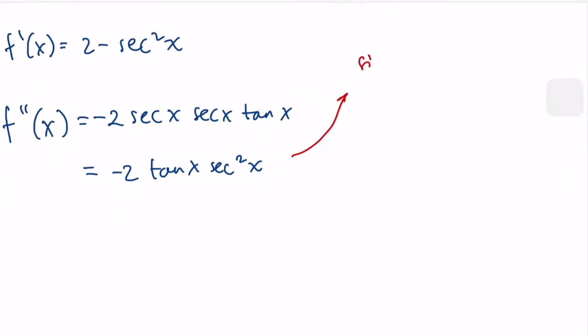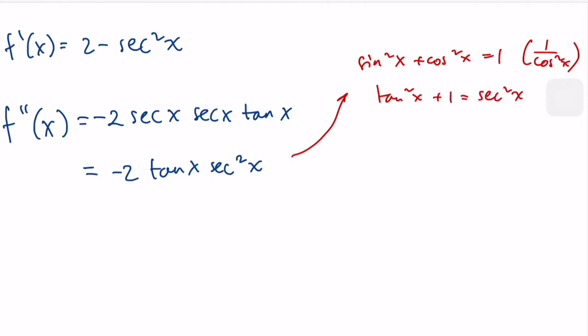If you remember, sine squared x plus cos squared x equals 1. Okay, divide all with cos squared x. So this will be tangent squared x plus 1 is equal to secant squared x. So I can change the secant squared with tangent. So I can write this equation with the tangent squared x plus 1.